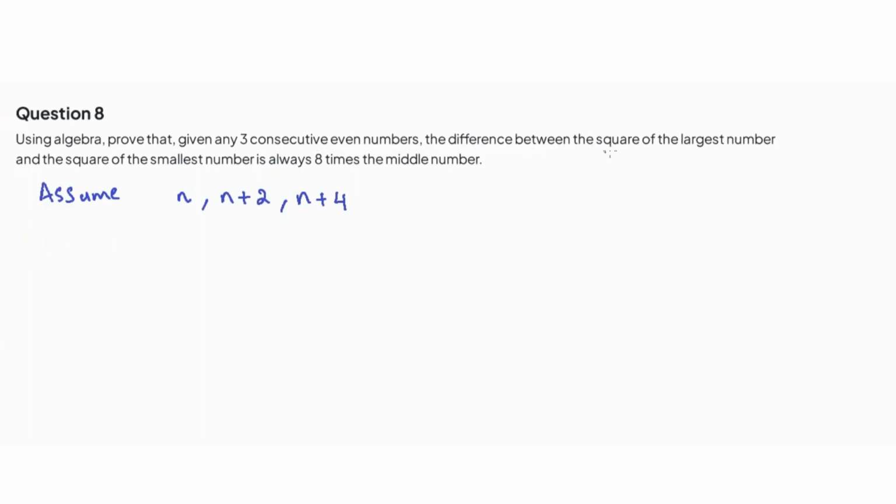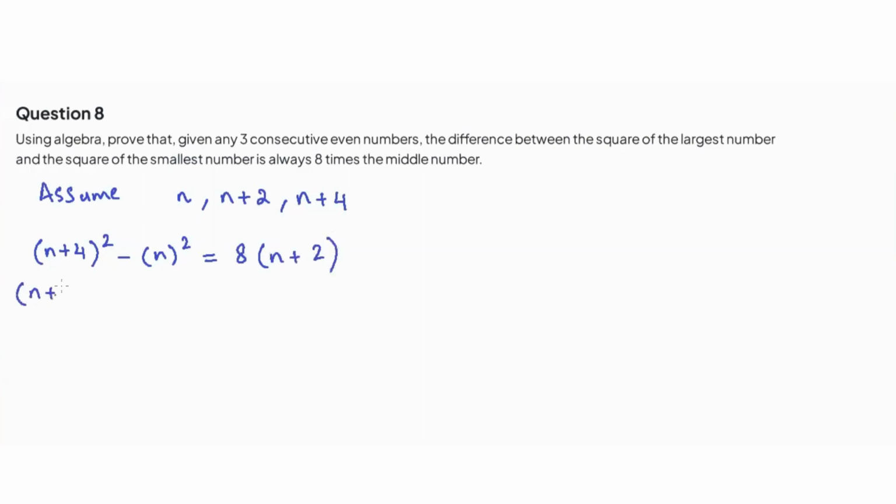The difference between the square of the largest number, so that's going to be (n plus 4) squared, minus the square of the smallest number, so that's going to be n squared, is always 8 times the middle number. So 8 times (n plus 2).